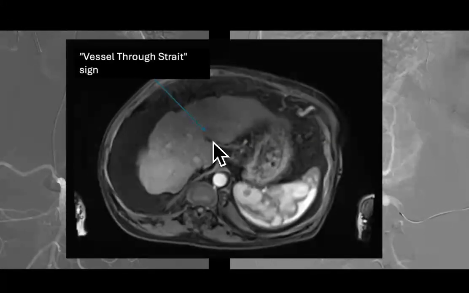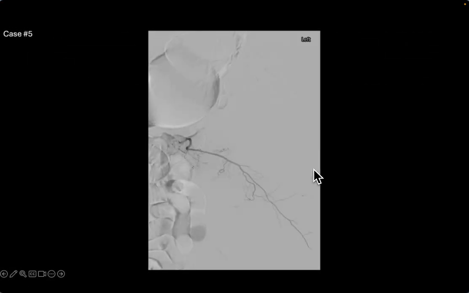This is just noting the vessel through straight sign, which indicates that there's some sort of variant vasculature. This is when you see a vessel running through the ligamentum arteriosum here. It just indicates on cross-sectional imaging that there's some sort of variant. Typically, when I see this, it usually means that there's a gastrohepatic trunk. All right. Tell me what we're injecting here and what is the critical finding.